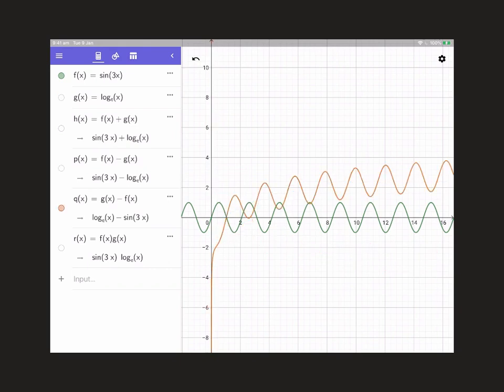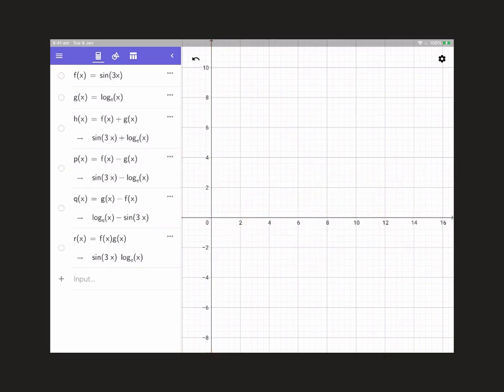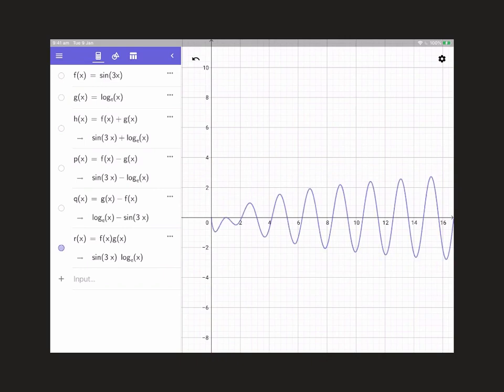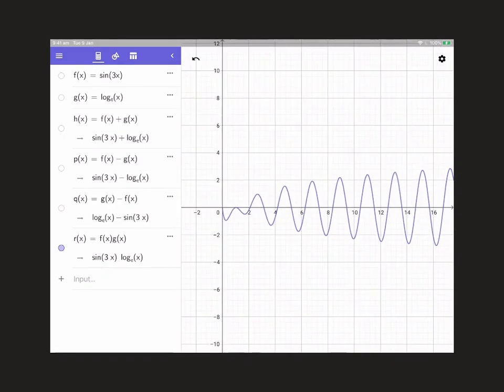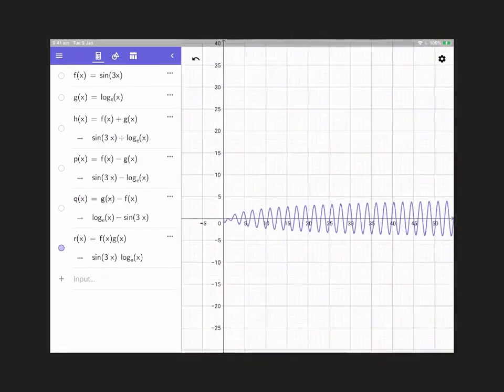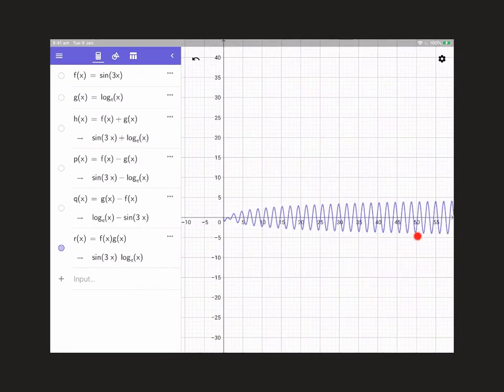And here we go, this is g of x, g minus f, and this is f minus g. Can you see that they're mirror images of each other along the x-axis? Which is what you would expect. And this is our product function. This is sine of 3x times log of x. And you can see that it's increasing, but it's not exponential along the top now. Now that increase is guided by the actual shape of the log graph itself.